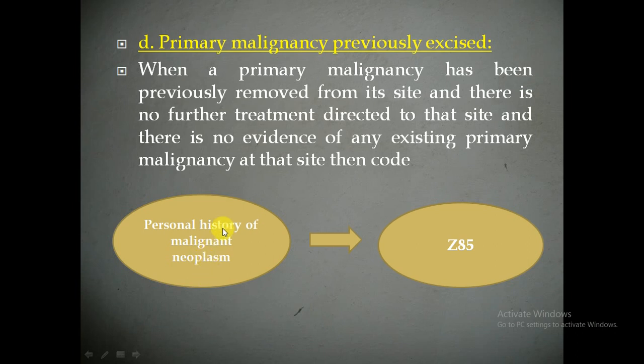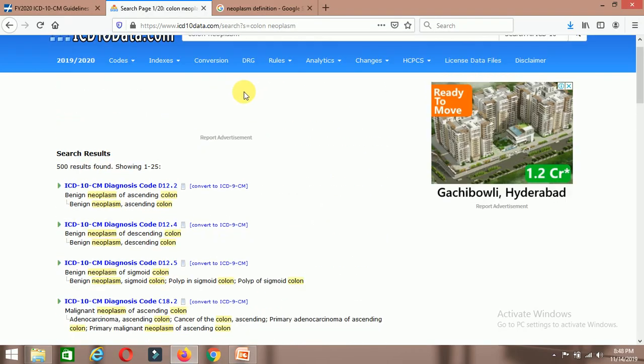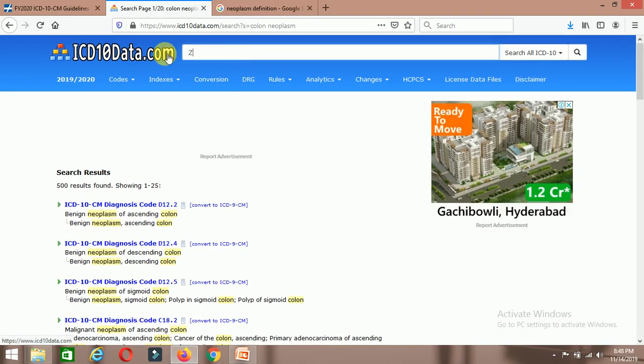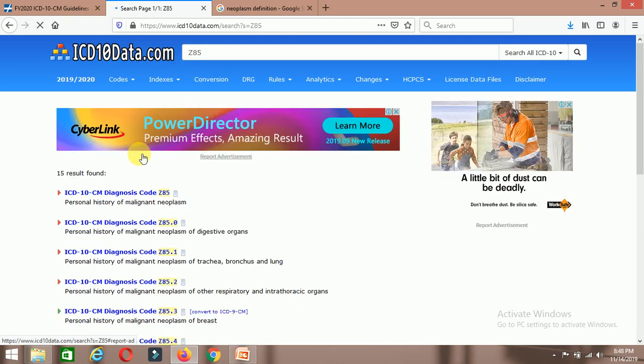Why am I saying history? Because there is no malignancy, there is no primary site, there is no treatment to that patient. So in those conditions we have to give Z85 as the ICD. We will see in the software Z85. See, this is the personal history of the malignant neoplasm.